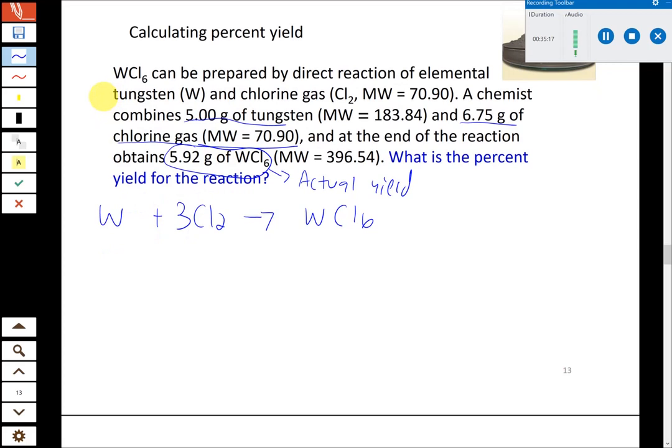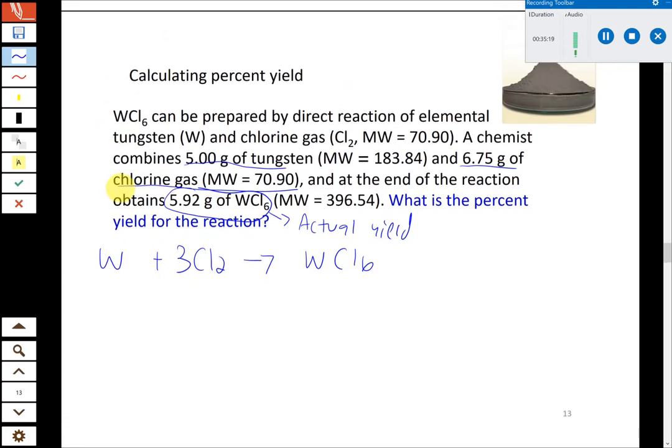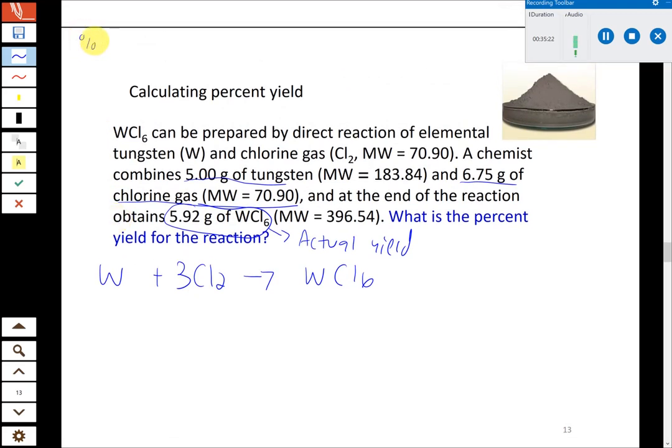All right, and then we're going to follow the same set of steps we did before. So what we want is the percent yield. So let's keep in mind what we're looking for at the beginning of the problem. We need the actual yield and the theoretical yield, and we multiply that by 100, okay? This was given to us already. The actual yield is 5.92 grams. That's how much we actually obtained. So we just need to follow the steps needed to calculate the theoretical yield to be able to figure out what the percent yield is at the end.